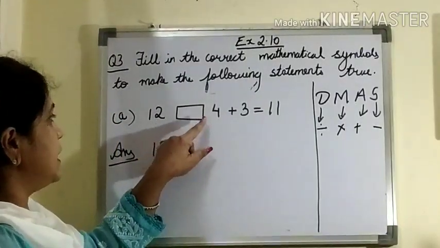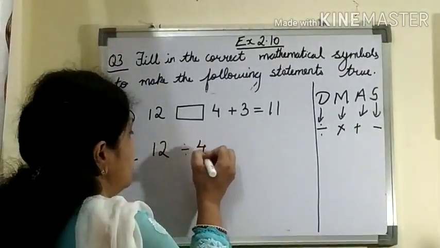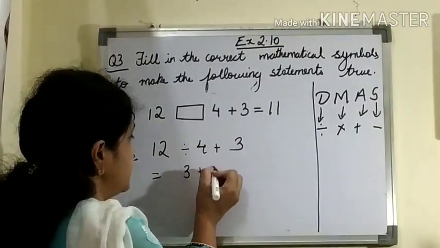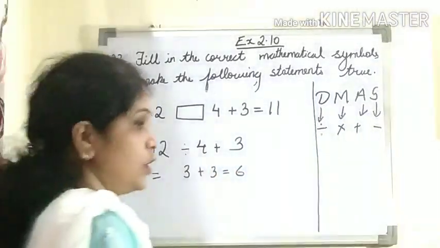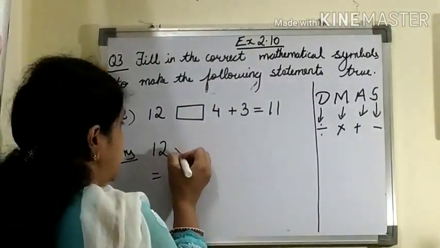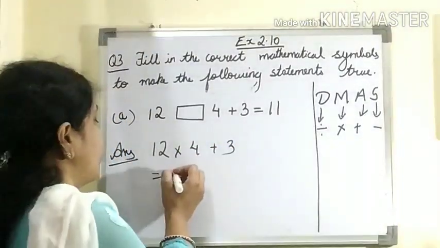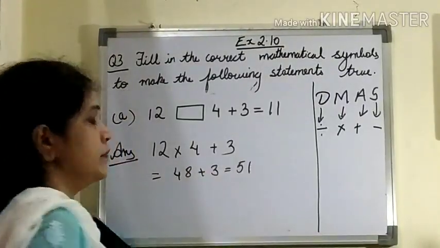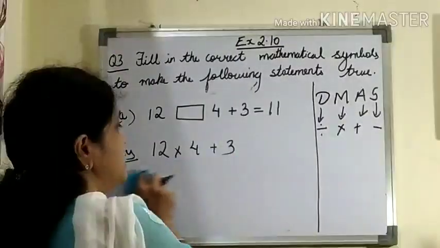If it will be 12 divided by 4 plus 3, then 12 divided by 4 is 3, and 3 plus 3 is equal to 6. If the division sign is there, will our answer be correct? No. So division is not correct. Now if it is multiplication, 12 times 4 plus 3, 12 fours are 48, plus 3 becomes 51. Is it correct? No. Multiplication is also ruled out.